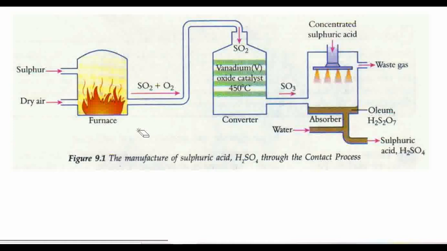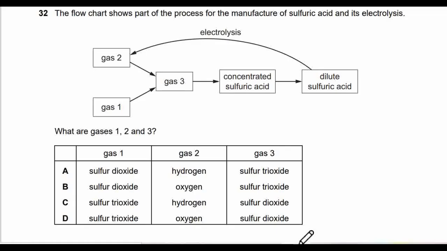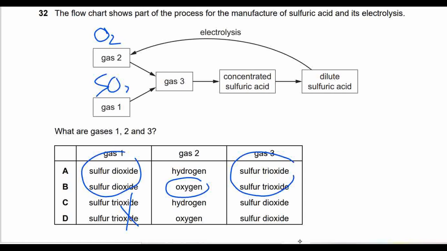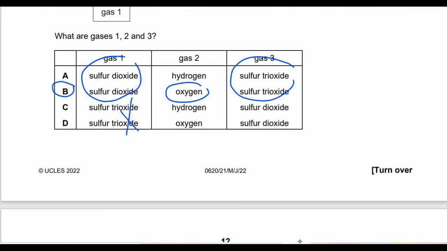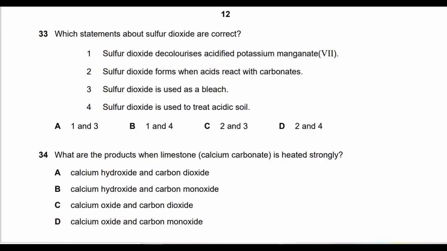So it will be sulfur dioxide plus oxygen. So gas 1 and 2 will be sulfur dioxide, and the option is this one, not trioxide. Trioxide is in the gas 3. So this is correct. Now sulfur dioxide plus oxygen, gas 2. Oxygen, sulfur dioxide to form sulfur trioxide. So our answer will be B for question 32. Let's move on to question 33.